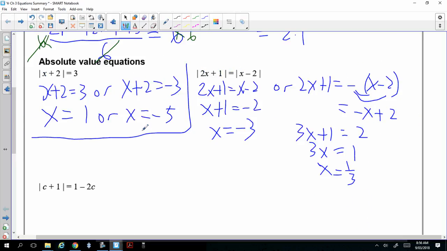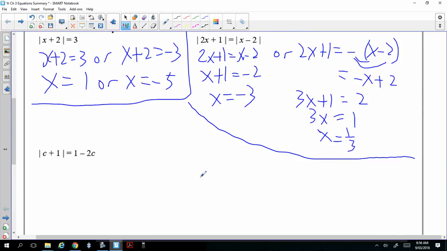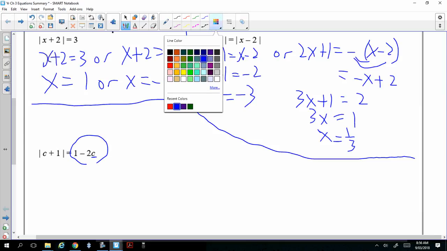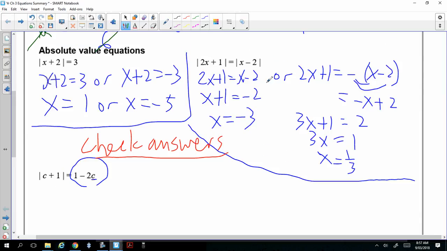Now for these ones you don't have to check your answers. The last one you have to check. It's the one with a numeral on the right with no absolute value. These ones you have to check answers. But the way we solve it is exactly the same as the second equation we solved before. So let's solve this.